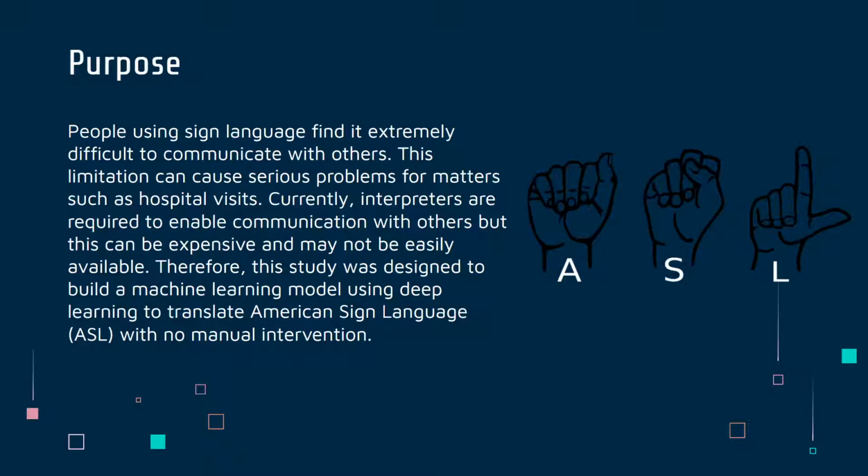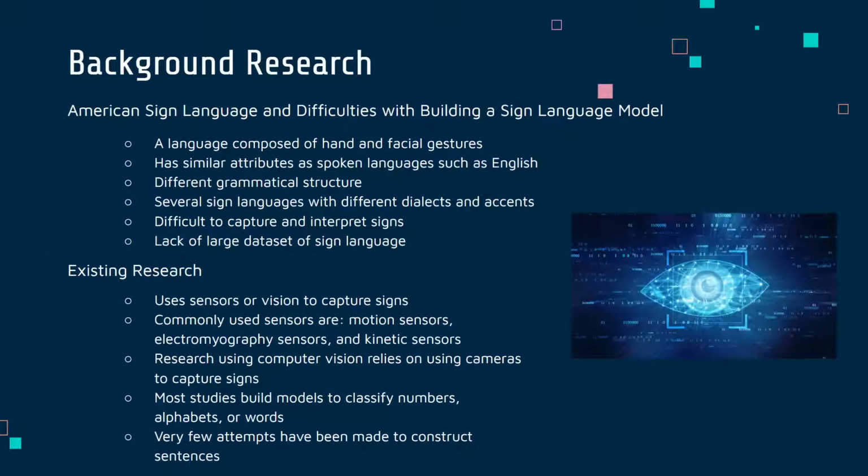Therefore, the purpose of this study is to build a machine learning model using deep learning that can translate American Sign Language with no manual intervention. So, a bit of background research. American Sign Language is a language composed of hand and facial gestures, and it has many attributes similar to English. However, it has a different grammatical structure, but still consists of its own dialects and accents.